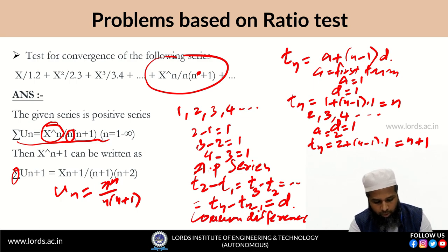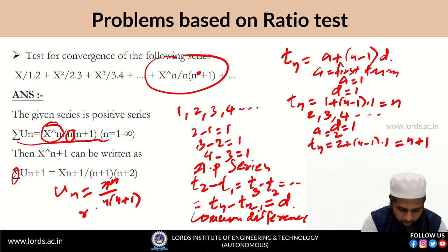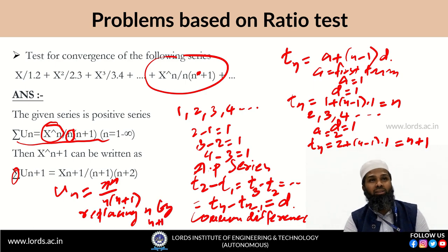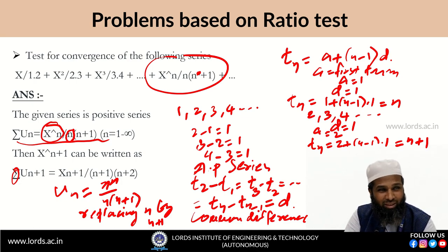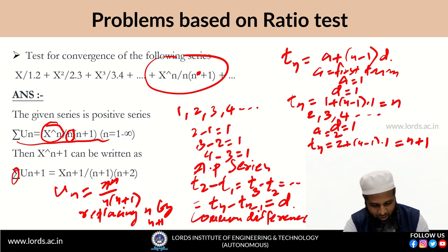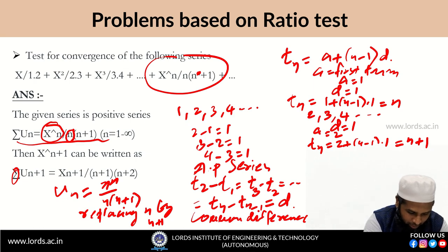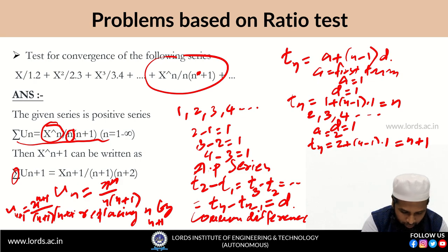Now, how to write un plus 1? Simply, we replace n by n plus 1. While teaching I experienced that many students are unable to understand how to write un plus 1. That is the very easy thing: we have to replace n by n plus 1. Wherever n is there, at that place we write n plus 1. For example, un plus 1 will be equal to x power n plus 1 divided by n plus 1 into n plus 2.